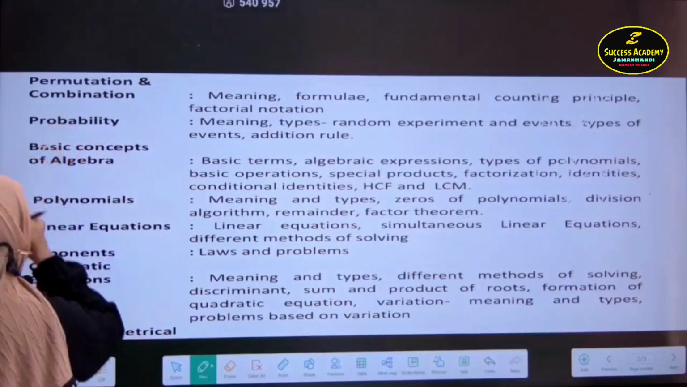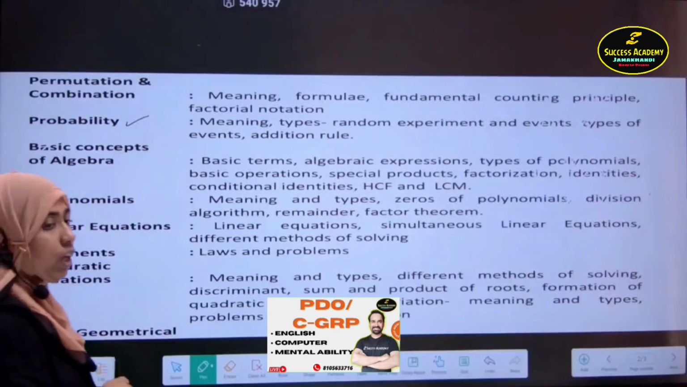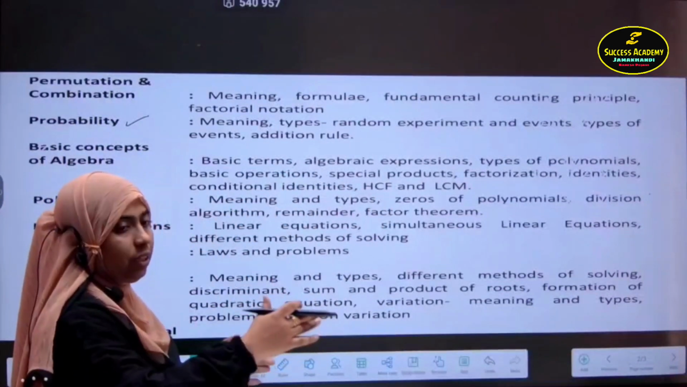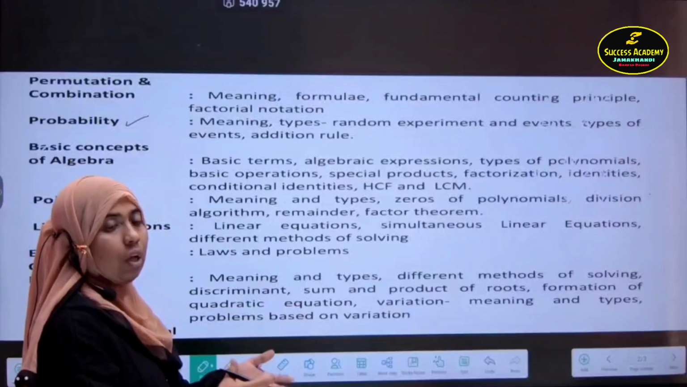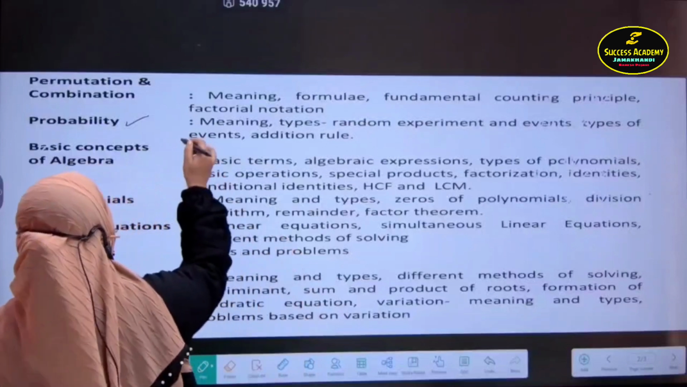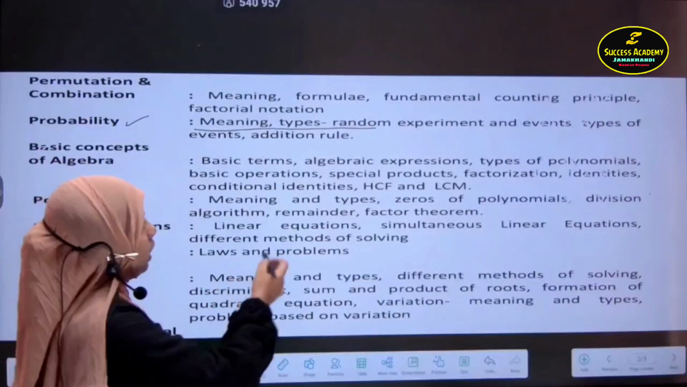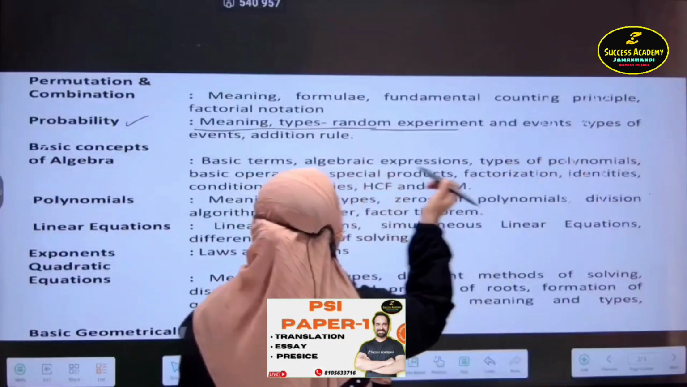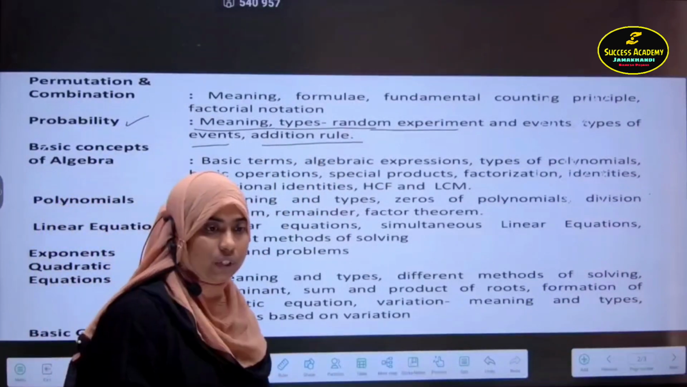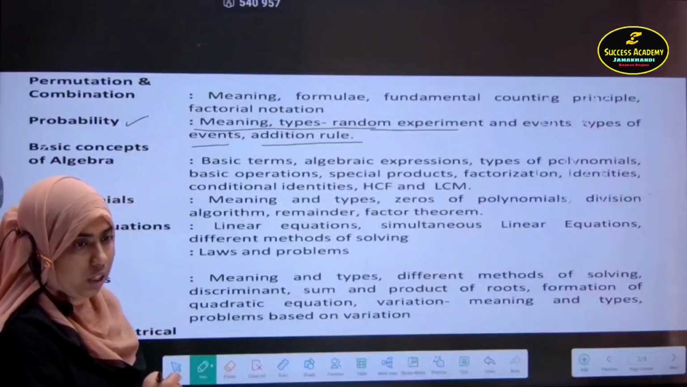After factorial notation, the next topic is probability. We learn probability from class 10th, 11th, 12th. We have it from the basics in class 9, 10th, 11th, 12th, to the details. We have a lot of variety, in-depth as well as simple probability. So there is a good concept in probability which you can study well and score marks. Meaning, types, random experiment and events, types of events, addition rule. Types of events like sure event, empty event, exclusive event, inclusive event. These are the types of events.